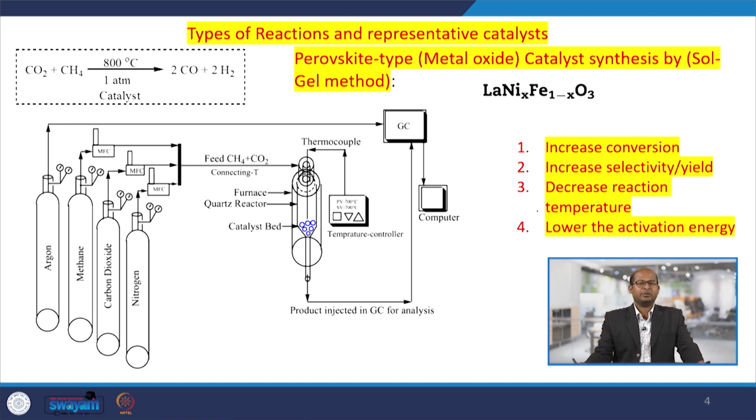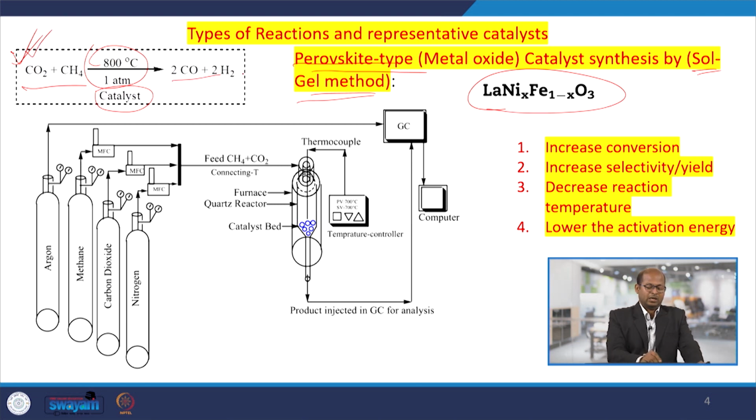Now, the use of catalyst and the type of reaction. Let us say we are conducting the CO2 reforming reaction, where CO2 and methane are the reactants. We have to maintain a certain temperature and pressure, and we have to put in some catalyst. Here we can choose a lanthanum nickel iron oxide catalyst, which is a perovskite type of catalyst. The catalyst is synthesized by the Sol-Gel method. We can use it to conduct these reactions and get the product.